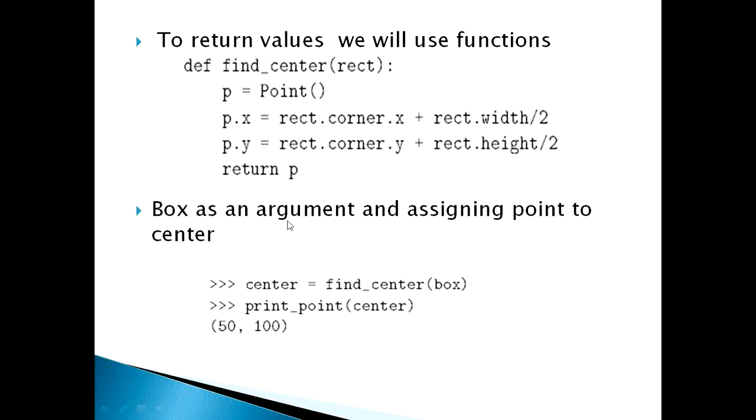Right. So once the box has been taken as an argument, we'll assign the points to the center. So this is how you call your function. You can see here in this example, we are passing box as an argument and assigning the resulting point to the center. Whatever result we have got has been assigned to the center, and its answer is what now? 50, 100. So I hope this is clear.